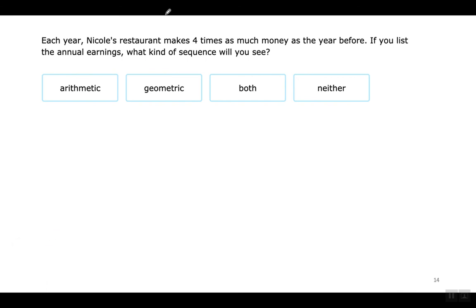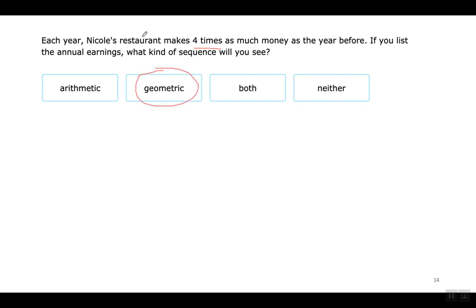They're easy. Okay, Nicole's restaurant, let me try that reading again. Each year, Nicole's restaurant makes 4 times as much money as the year before. 4 times whatever she had the year before. So that's multiplying by 4 every time. So it's going to be geometric.